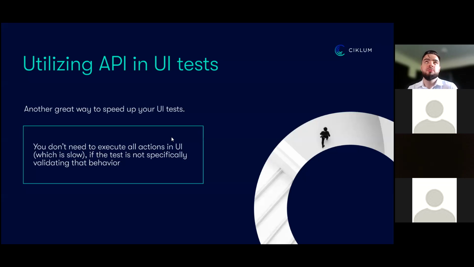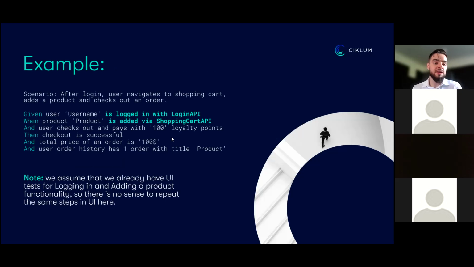And one more thing we can do to speed up our tests, in this case, UI tests. This is something I don't see too often, and it's really disappointing. You should utilize APIs as much as possible in your UI tests. And what does it mean? That means that you don't need to execute all actions in the user interface, which is, of course, very slow, if the test is not specifically validating that thing you're trying to test. So in order to illustrate this point, we can look at the example of our test which we discussed before, which is the shopping cart test for a checkout.